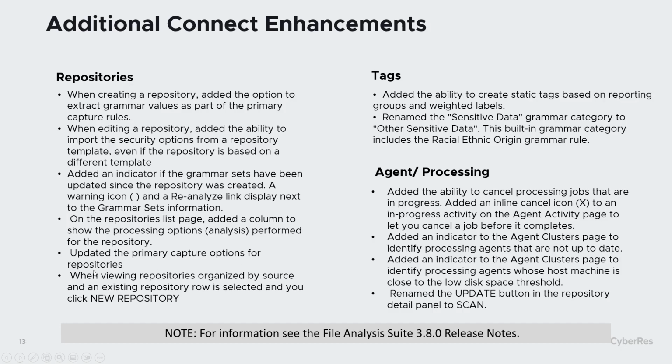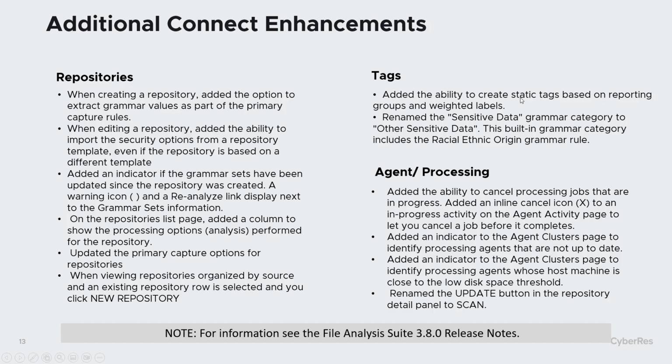Updated primary capture options for repositories. There's more options. We're trying to be consistent in terms of the primary capture options across all the repositories. So we're trying to add date, modified date, and file types across as many of the repositories as possible. And so we'll continue to be consistent. So you can go back and look at repositories if you want to change those. And when viewing repositories now, you can select the source and create a new repository, and it'll auto pick the source.